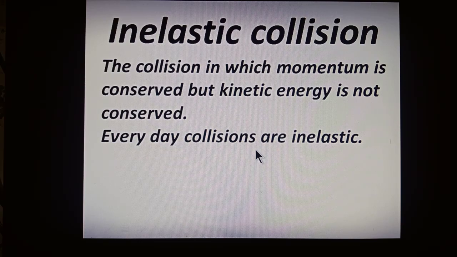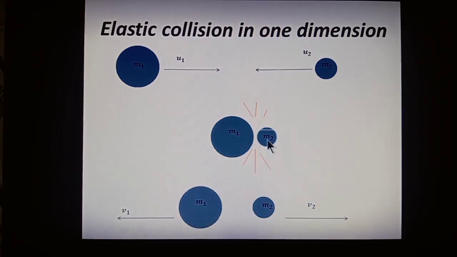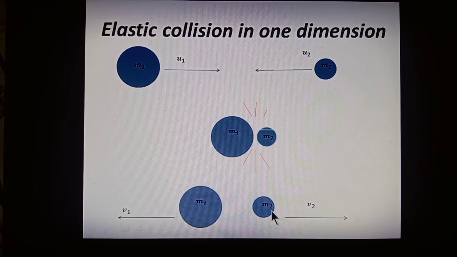Today, we will discuss elastic collision in one dimension in detail. Students, let us consider two balls of masses m1 and m2 initially moving with velocities u1 and u2. Means u1 and u2 are their velocities before the collision. When they collide, after collision they move with velocities v1 and v2. Since it is an elastic collision, we apply the laws of conservation of momentum and kinetic energy to this situation.